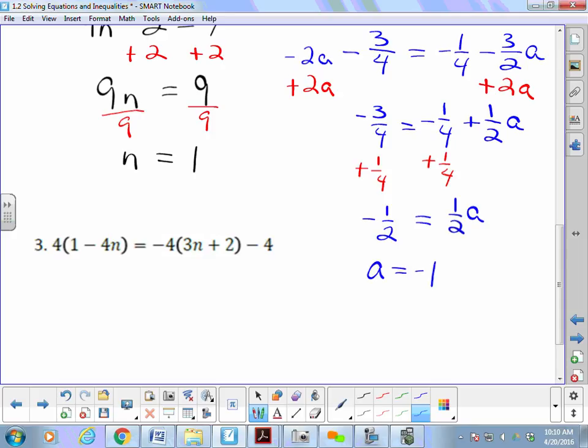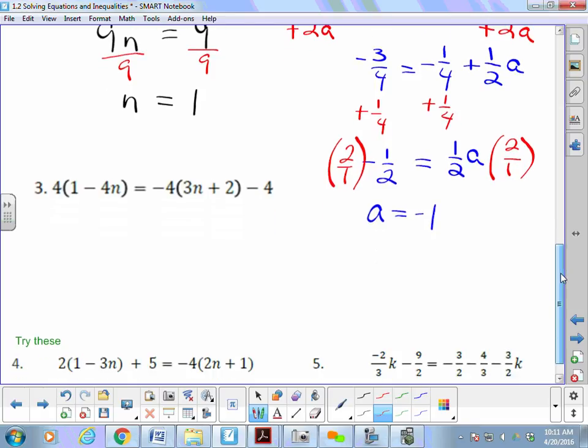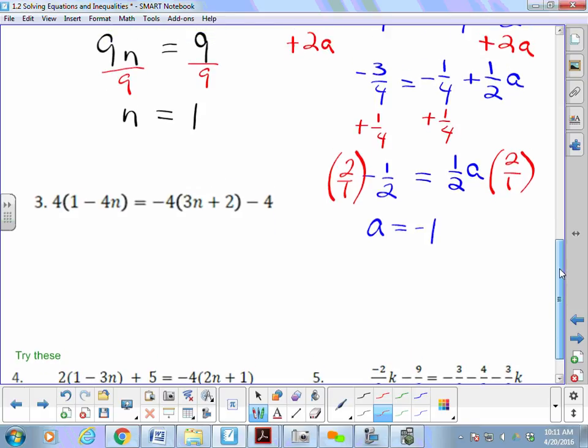Now, if I did do it though, we know that to get rid of this 1/2, we have to divide, correct? But if it's a fraction, instead of dividing, we multiply by the reciprocal. Either way, we're going to end up with a equals negative 1.